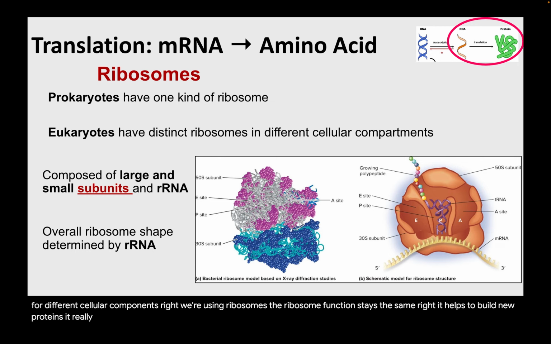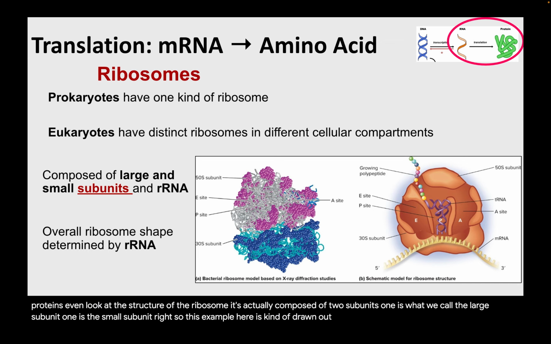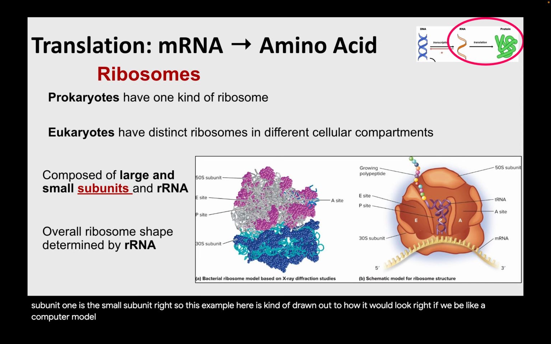If we look at the structure of the ribosome, it's actually composed of two subunits. One is what we call the large subunit, one is the small subunit. Right, so this example here is drawn out to how it would look, right, if we made a computer model as close to the original thing as we could possibly get.